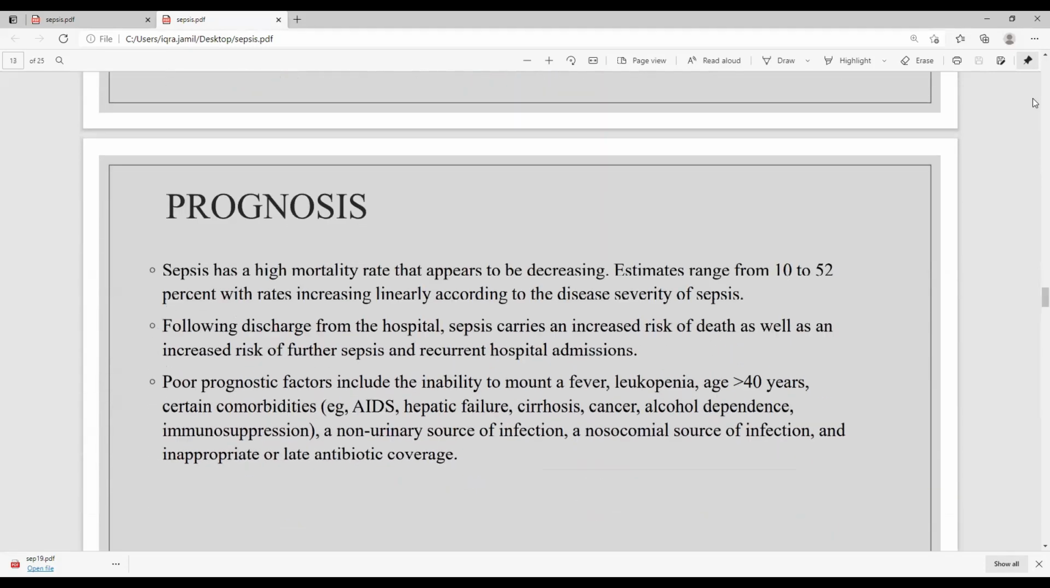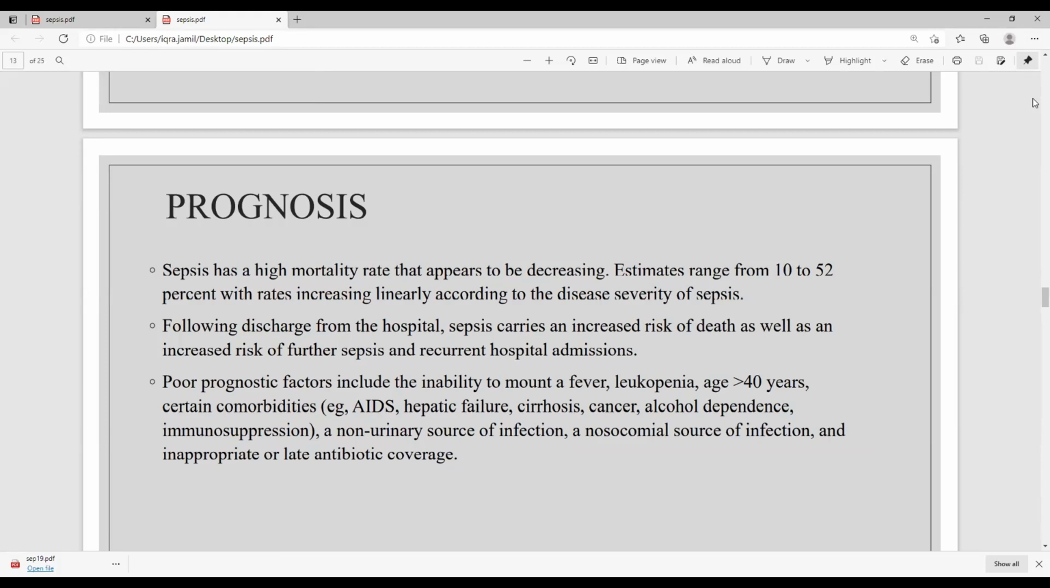Prognosis: sepsis has a high mortality rate that appears to be decreasing. Estimates range from 10 to 52%, with rates increasing linearly according to the severity of sepsis. Following discharge from the hospital, sepsis carries an increased risk of death as well as an increased risk of further sepsis in recurrent hospital admissions.